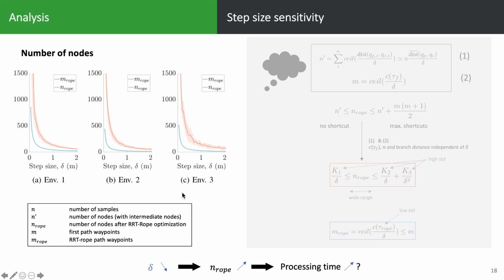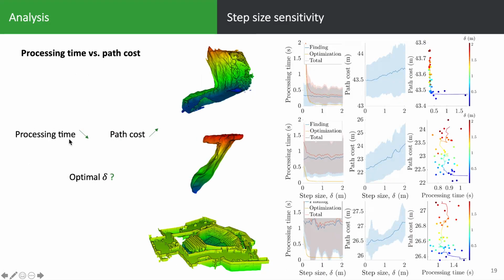We observe that the number of path waypoints has a very small standard deviation for a given environment, which again indicates that we are probably close to the same path every time. It is clear that for a smaller delta and therefore a large number of nodes, one would expect a longer computation time. We wanted to measure this computation time to check our intuition.